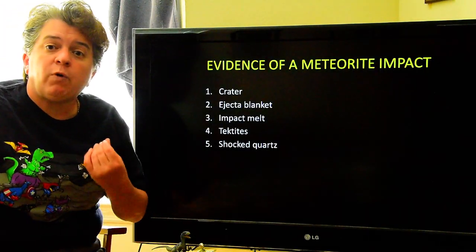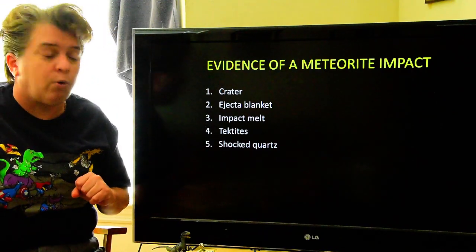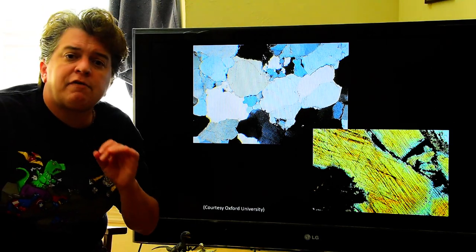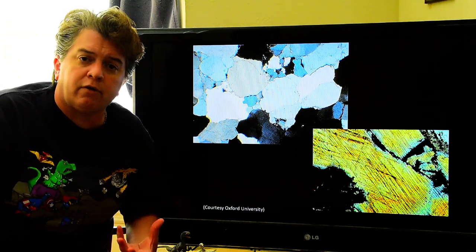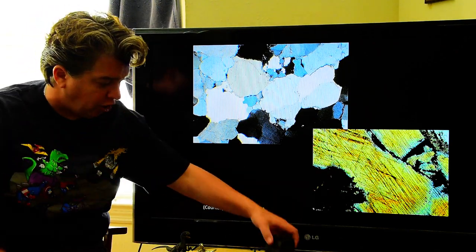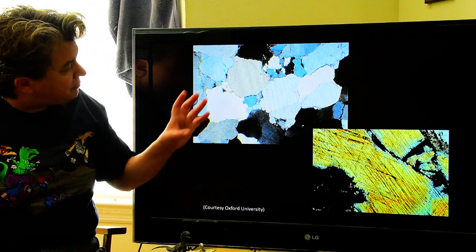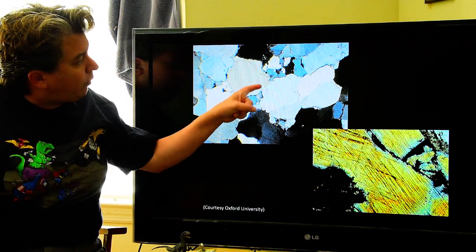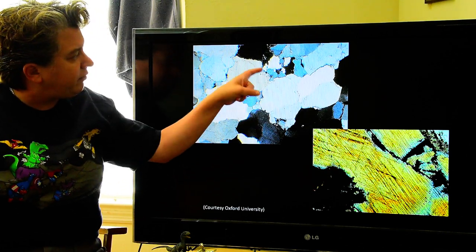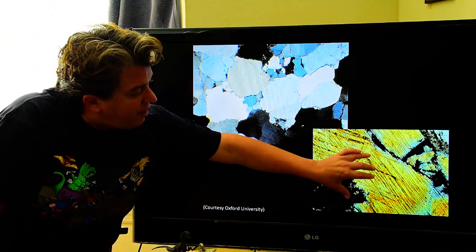Other things that can show us that a meteorite impact has happened is shocked quartz. Shocked quartz, now you can only see this under a microscope. So this isn't something where I could pick up a rock and be like, aha, shocked quartz. You have to look at the rock under a microscope. And normally, quartz under a microscope looks like this. Each one of these is a little sand grain of quartz. Shocked quartz looks like this.